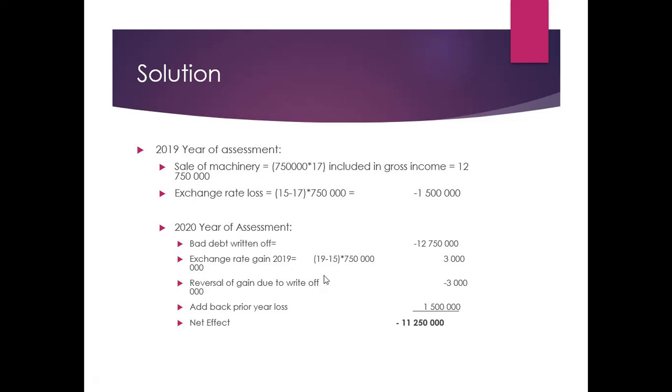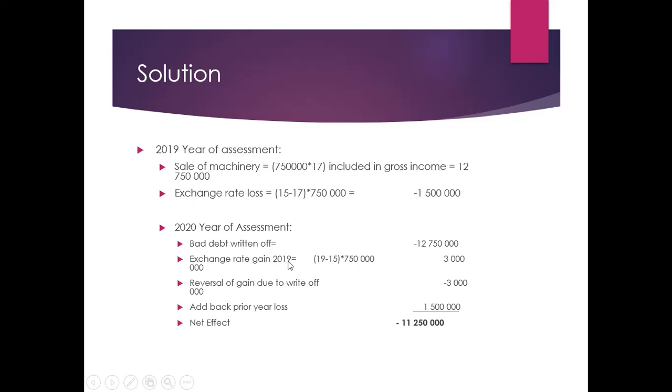Then in the 2020 year of assessment, what happened in 2020? In 2020, he wrote off the debt. So he has a deduction there for a bad debt, which is 12,750,000. Then there was an exchange rate movement.